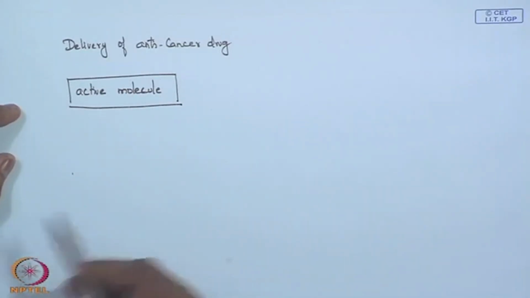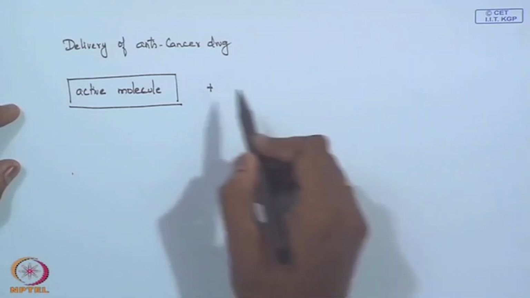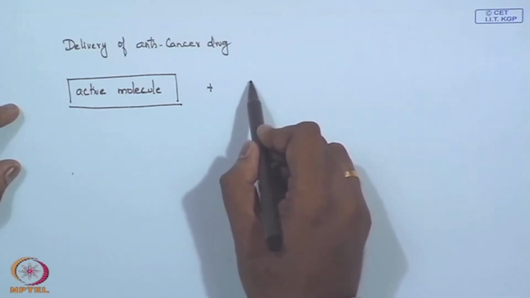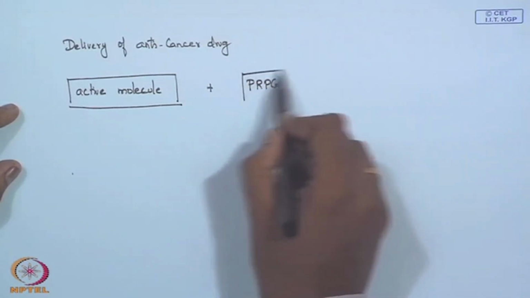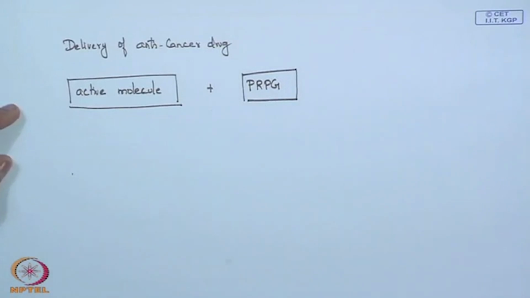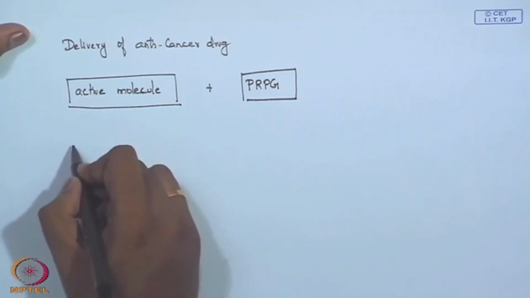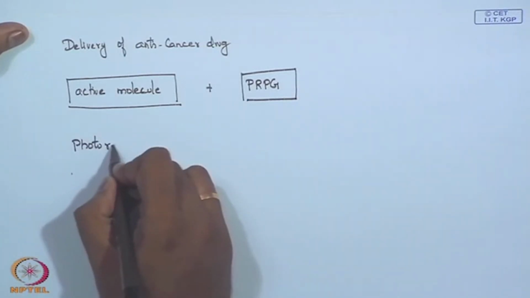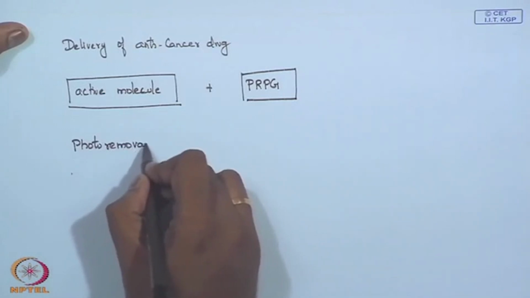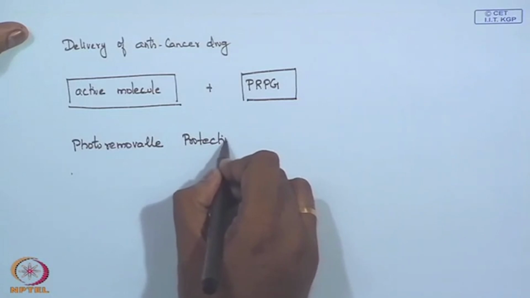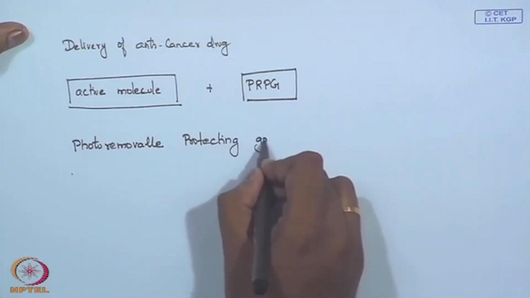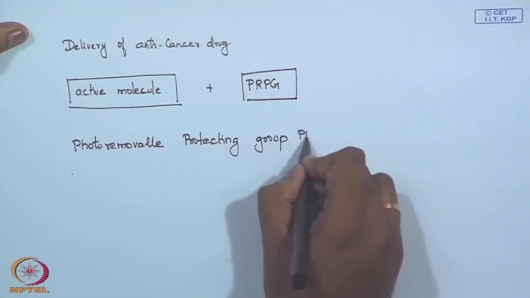Now, what I do is I will take another molecule which we call a photoremovable protecting group. What is this photoremovable protecting group? This we call PRPG.